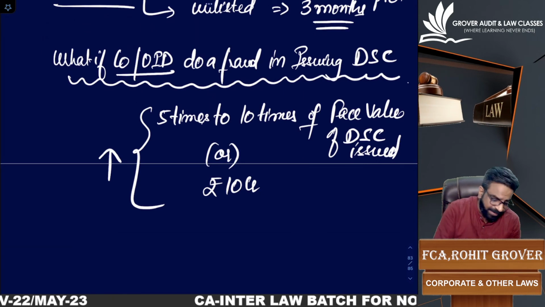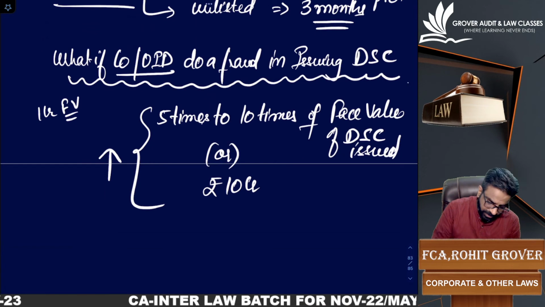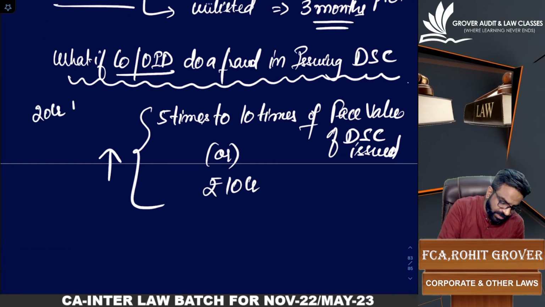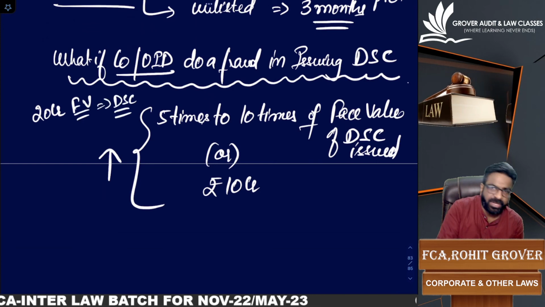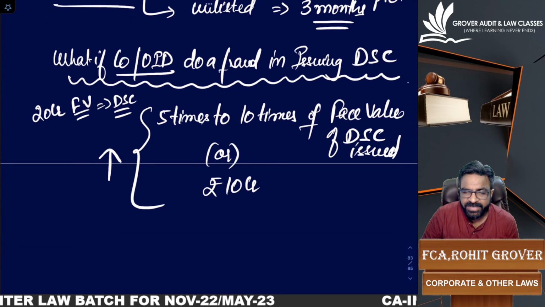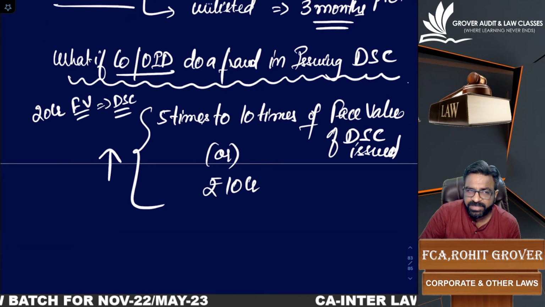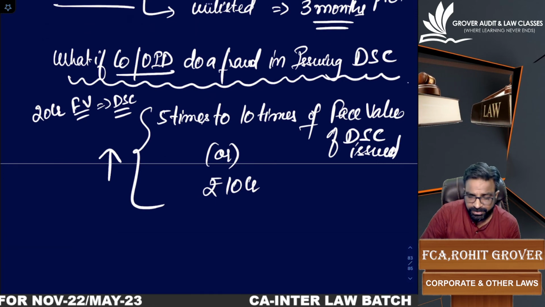Suppose I have issued 1 crore face value. Say, for example, I have issued 20 crores face value of securities, duplicate share certificates, in a fraudulent manner. Please tell me what is the punishment? 5 times to 10 times of the face value of the shares. 5 times of 20 crores is 100 crores.